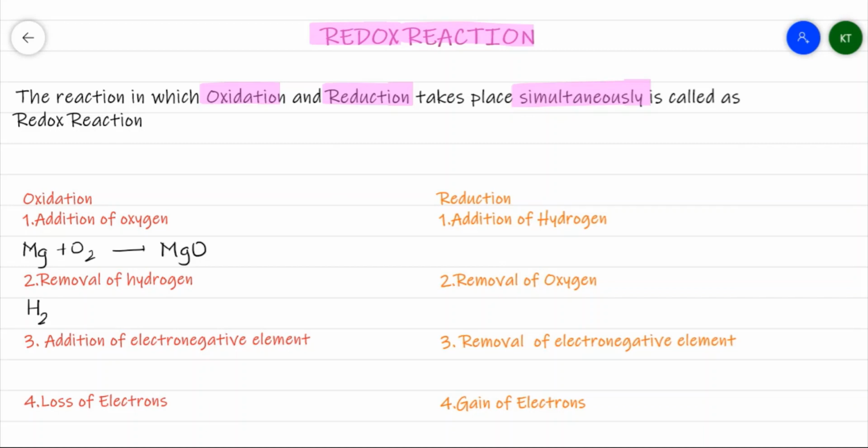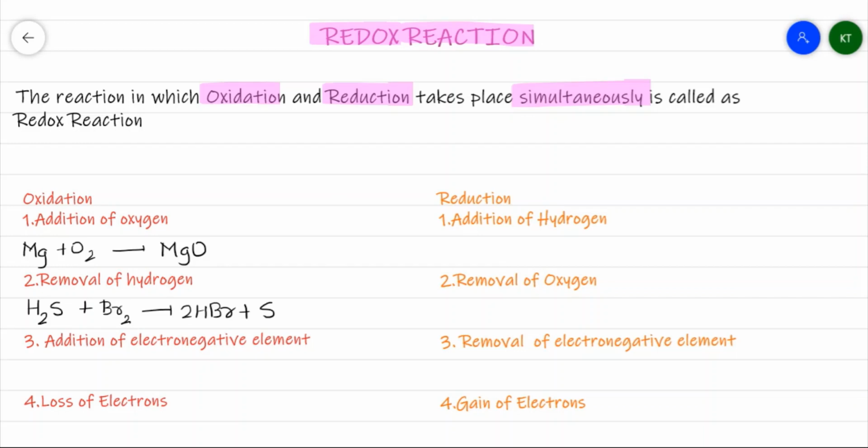I have H2S, hydrogen sulfide, when reacted with bromine, it gives me 2HBr plus S. So from hydrogen sulfide, I have removed the hydrogen. So I say that hydrogen sulfide gets oxidized to sulfur. There is a removal of hydrogen here.